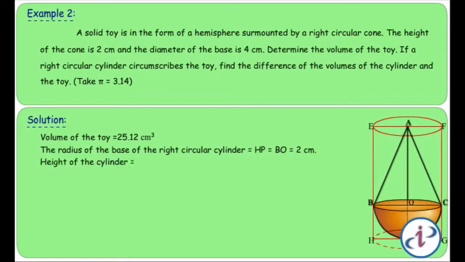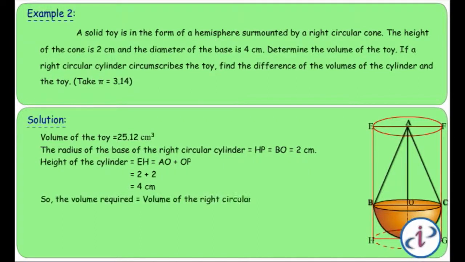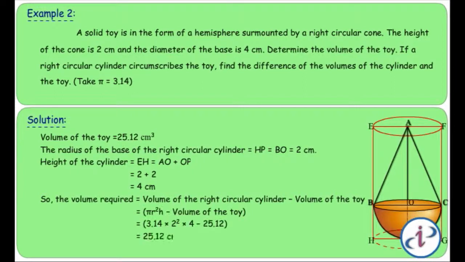Its height is EH, that is AO plus OP. It is equal to 2 plus 2, which is 4 centimeters. So, the difference of the volumes of the cylinder and the toy is equal to volume of the right circular cylinder minus volume of the toy. Substituting the values and simplifying it, we get 25.12 as the answer. Hence, the required difference of the two volumes is equal to 25.12 centimeters cube.